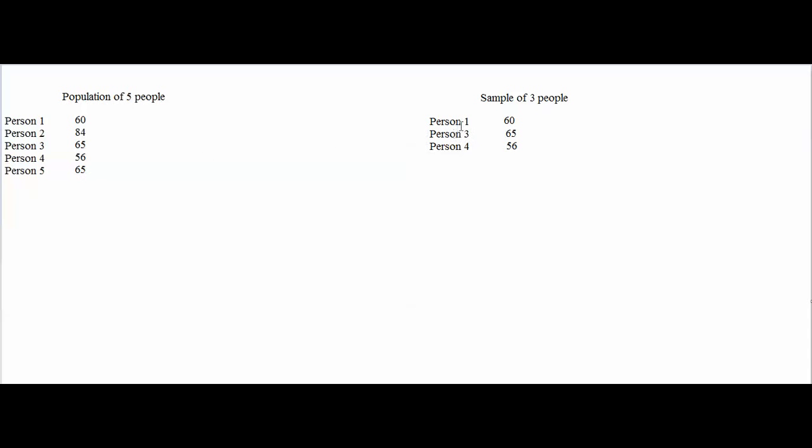Let's say that another person recorded data from 3 out of the 5 family members. This person recorded the heights of 3 out of the 5 family members, and that person ended up with this data set right here. So this person recorded the heights of person 1, person 3, and person 4, but not persons 2 and 5. Since this person didn't collect data from all 5 family members, this person didn't collect data from the entire population. This person collected data from a sample of 3 out of the 5 population members.